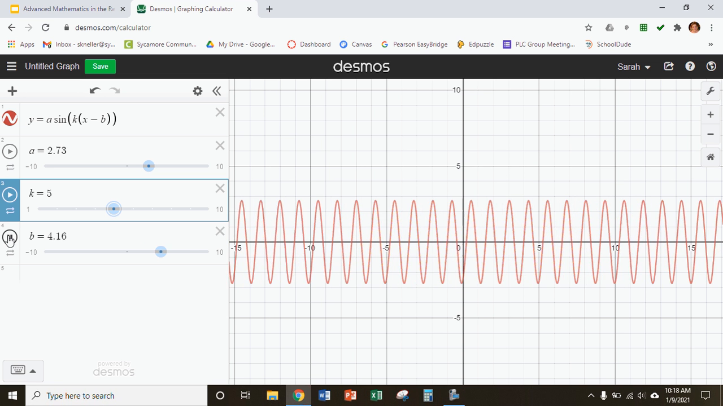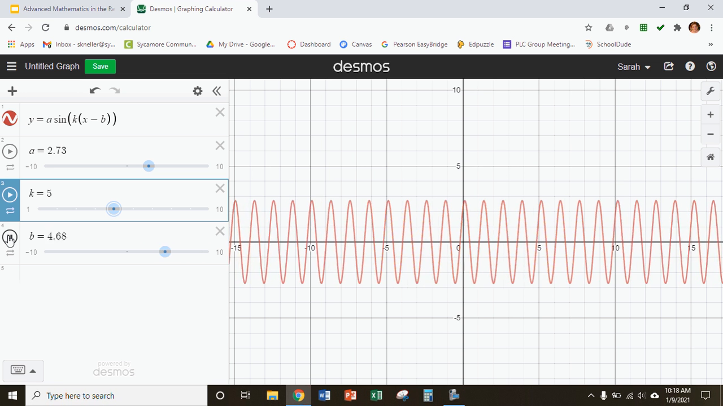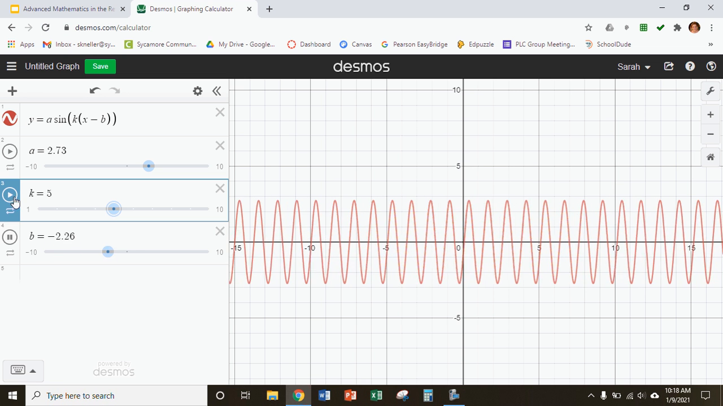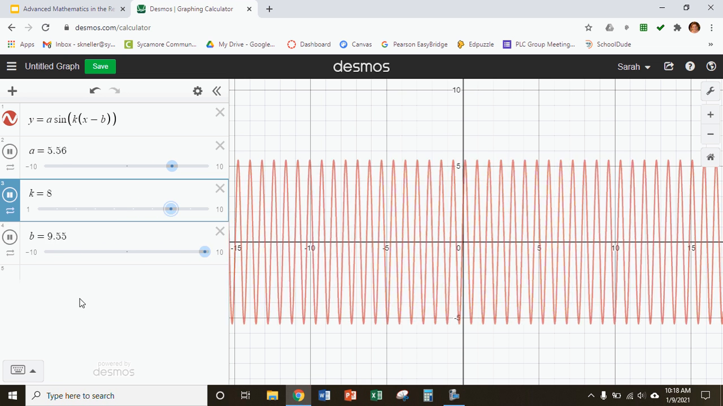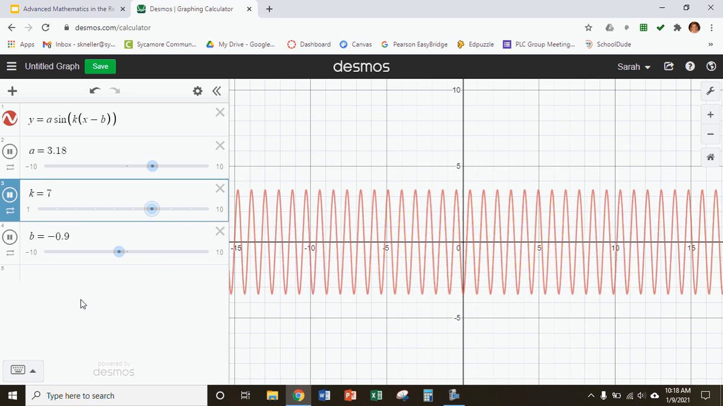So if you click play, you can see that it moves to the right and then it moves to the left. Okay. And of course, you can animate all of them at once if you'd like, and then you can see a really cool animation go on.